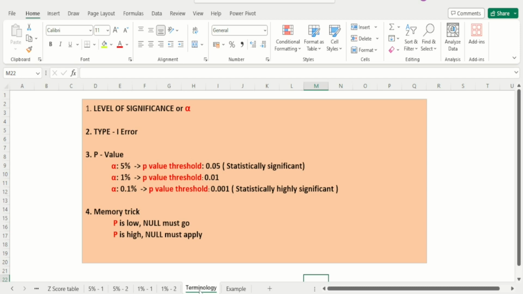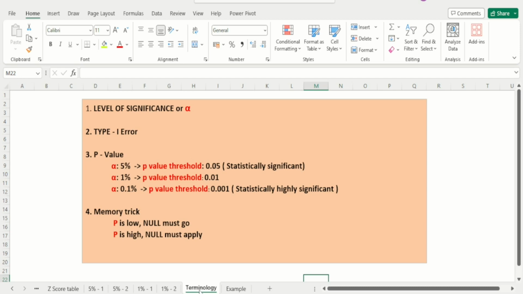So this is also often known as a type 1 error. We haven't dealt with the different error categories, the type 1 and the type 2 error, and that will form the subject of another video in the future that we'll cover. But for now, understand that your level of significance or alpha represents your type 1 error. A bit more about p-value.